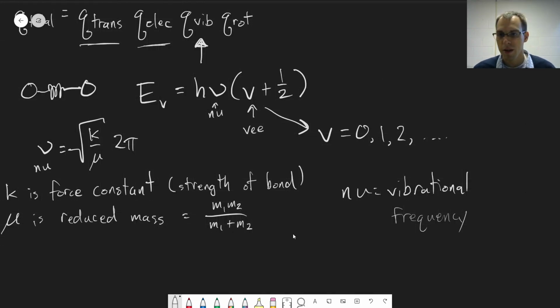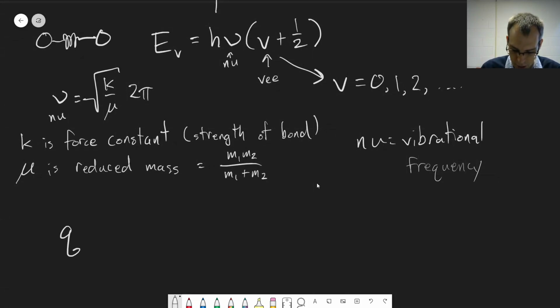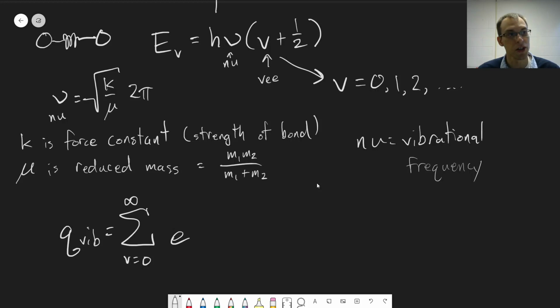Okay, so given that, we need to find the partition function. That's what we're after, Q vib. By definition, we need to add up all these different energy levels. So we start at v equals 0 up to infinity. There's no degeneracy we need to worry about with the vibrational frequencies. They're all singly degenerate. So we get e to the minus beta times this energy, so we get h times nu times v plus a half. And this is our partition function.